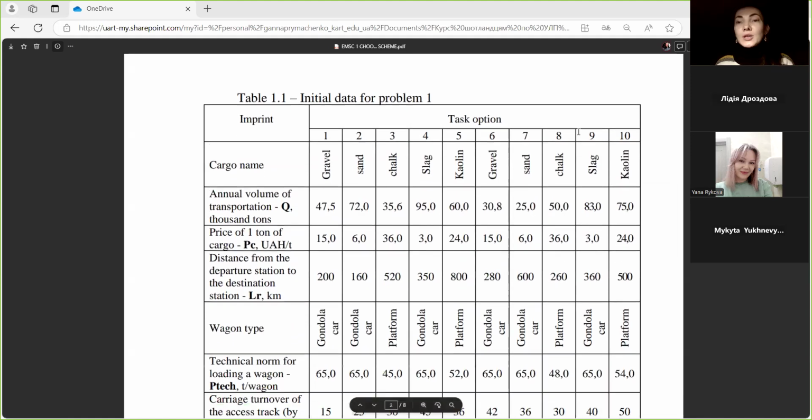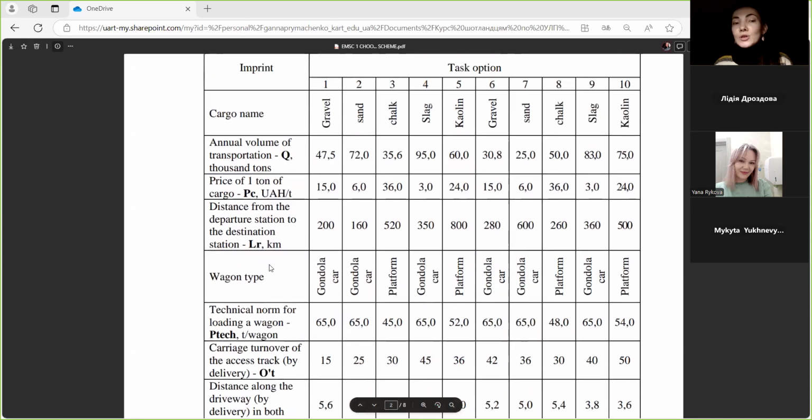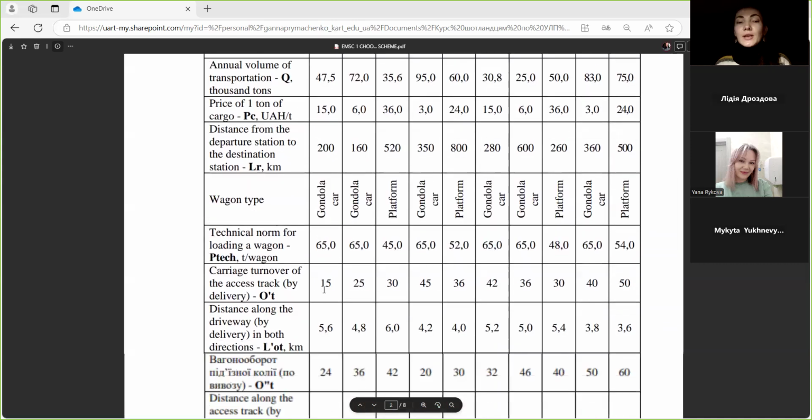We have 10 variants with different types of cargo: kaolin, sand, slag, and others. We have some information about railway transport: the wagon type, and how long the distance is from the departure station to the destination station.